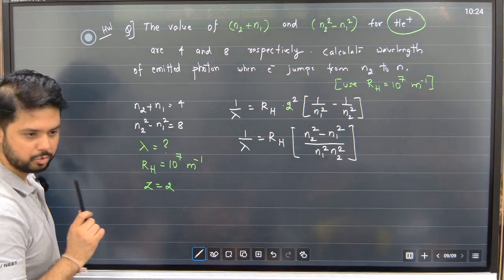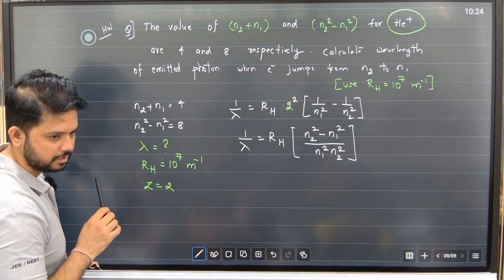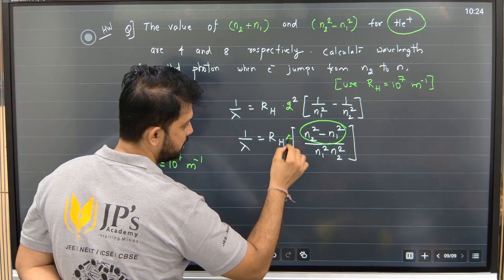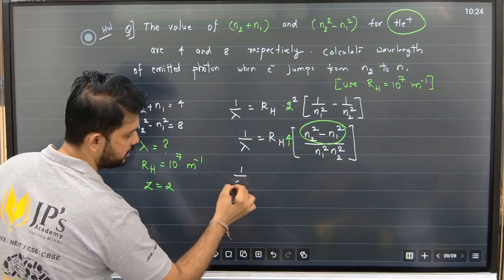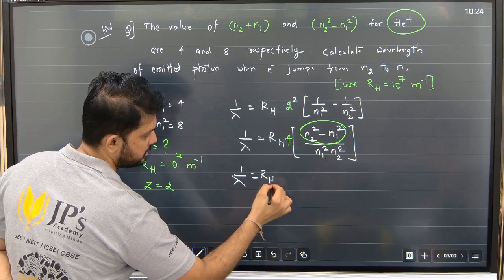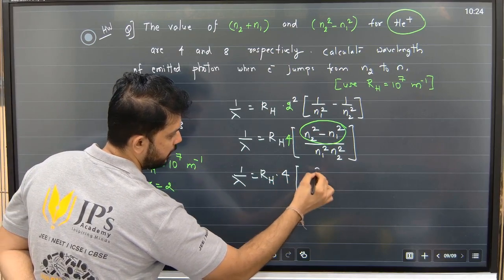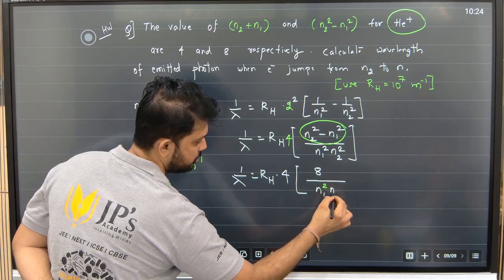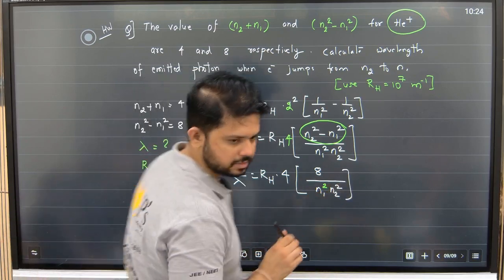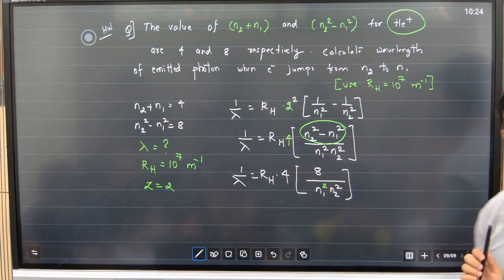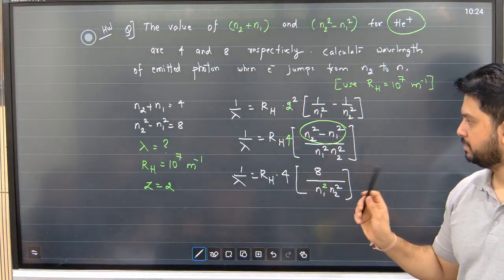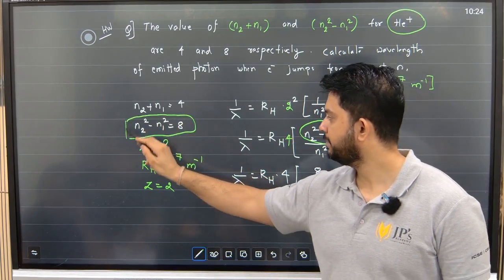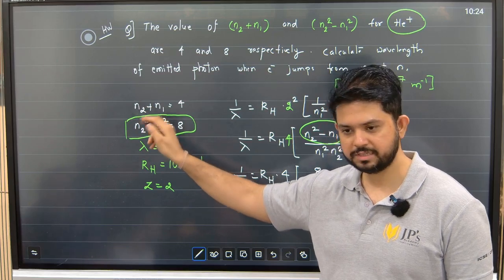Let me tell you. Do we have a direct value available? They have directly given us its value. How much is that? 8. So 1 upon lambda is RH into 4 into 8. But do we have n1 square into n2 square? Do we have its value? This is one value that we have. But by any chance, can we use this and find n1 and n2?